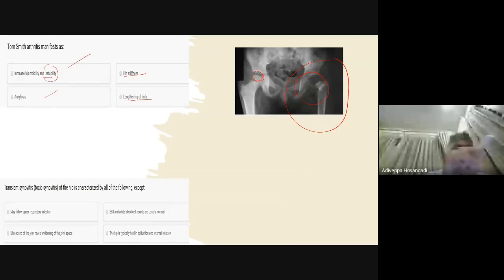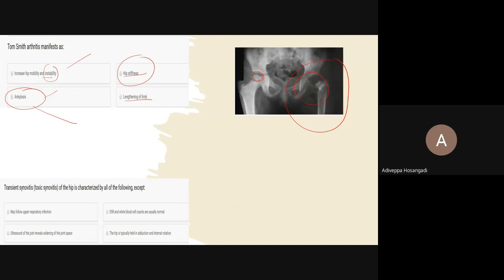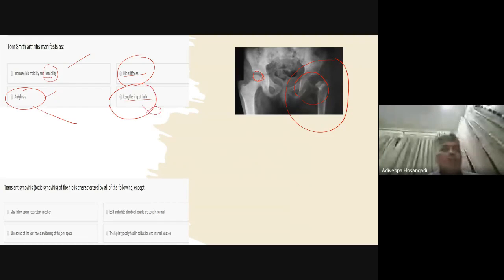Tom Smith arthritis manifests as an unstable hip or excessively mobile hip. Hip stiffness is not there. Ankylosis, as I said, is only in adults. Lengthening of limb, of course, is not possible in Tom Smith arthritis.